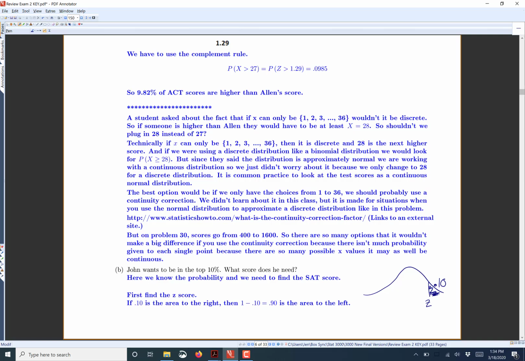Now there's a couple different ways you can do this. Anytime you use the normal table, there's usually more than one way you can get to the right answer. So if there's 0.10 to the right, but my table only gives me areas to the left, I'd say, well, 1 minus 0.10 would give me 0.90. So I'm going to go to my table now, and I'm going to try and figure out what z value will give me 0.9 area to the left.